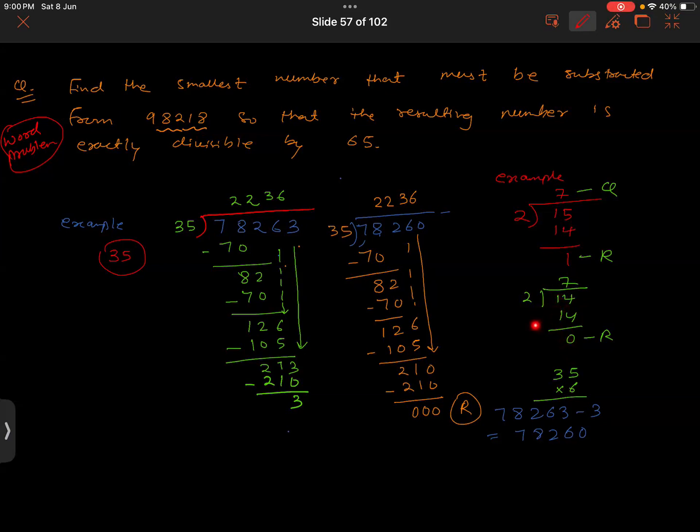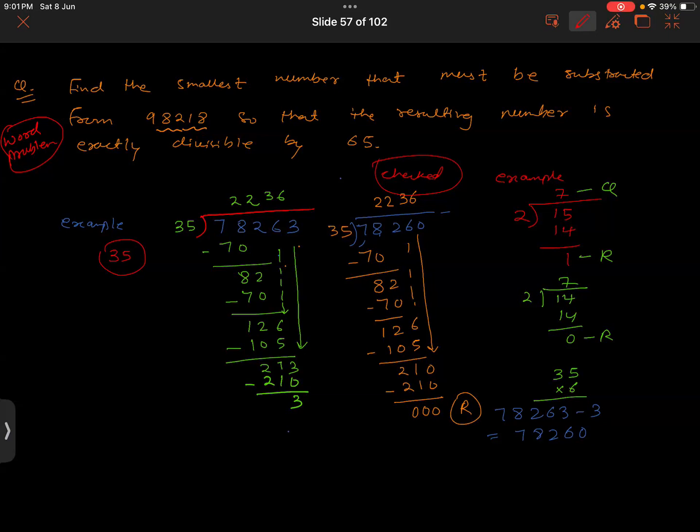Getting it now, Habib? We had one more example. Habib, you got this? Yes. Then we took a bigger number and wanted to find what should be subtracted from 78,263 so that it becomes exactly divisible by 35. We did the division and found the remainder to be 3. Now we subtracted this remainder 3 from the dividend and that becomes 78,260. We checked it and got remainder 0. So 3 should be subtracted from this number to make it perfectly divisible by 35. Tell me, have you understood this?